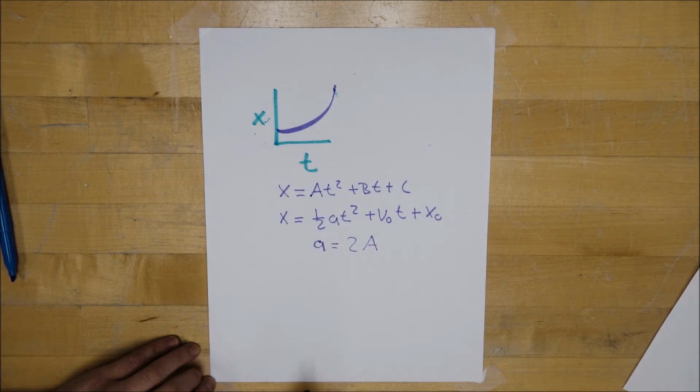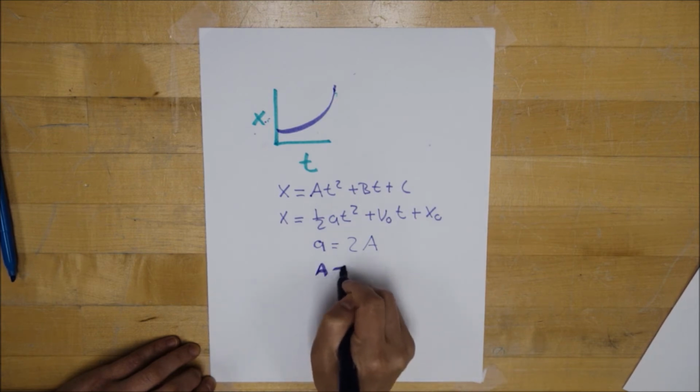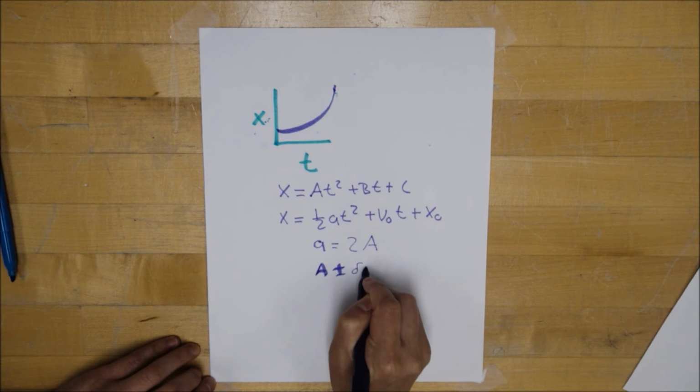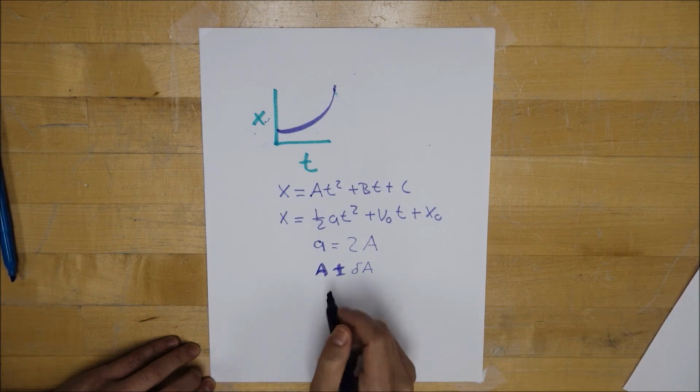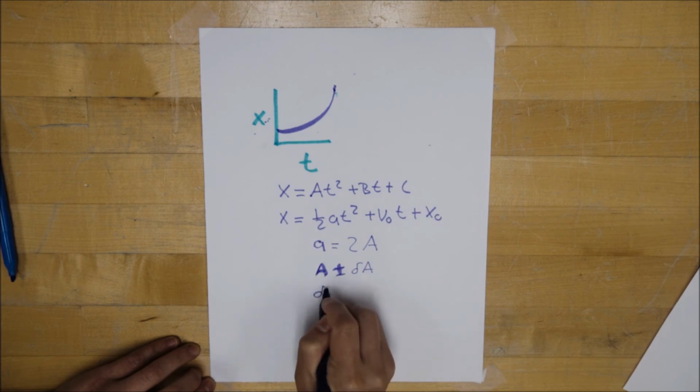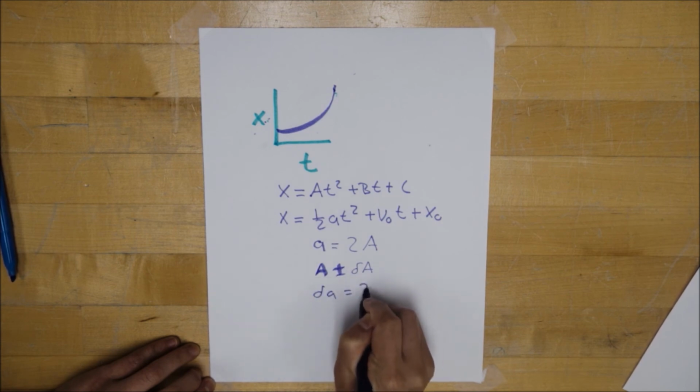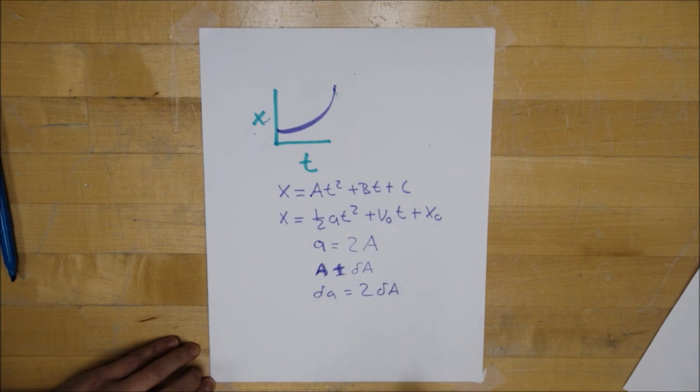But Logger Pro will also give us some uncertainty for this A. We will have A plus or minus some uncertainty in A. If acceleration is just twice this coefficient, what should we do for the uncertainty in our acceleration? That's right, you just double it. The uncertainty in our acceleration is just twice the uncertainty of coefficient capital A.